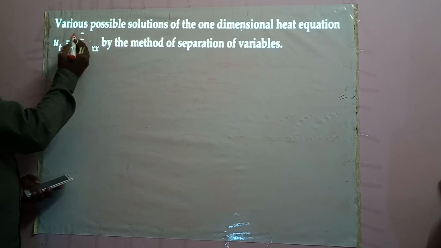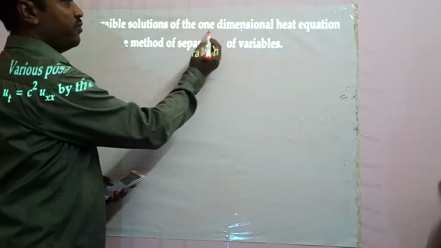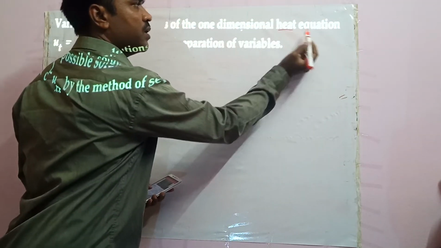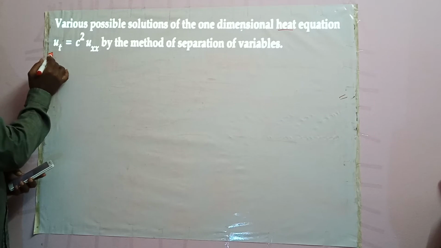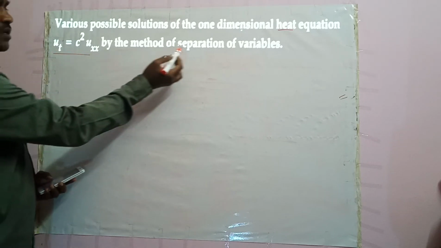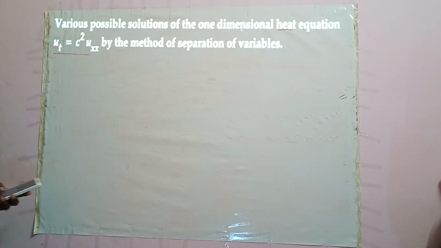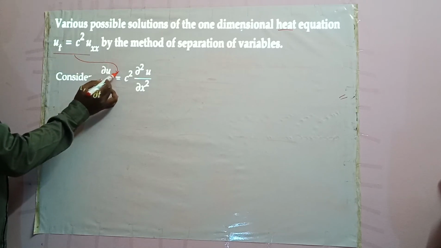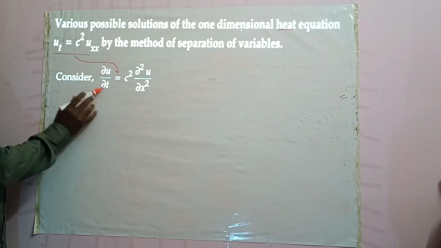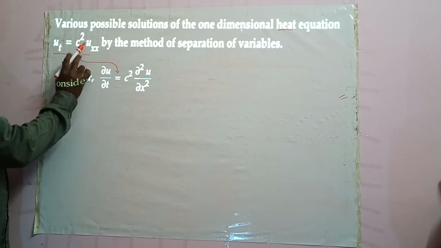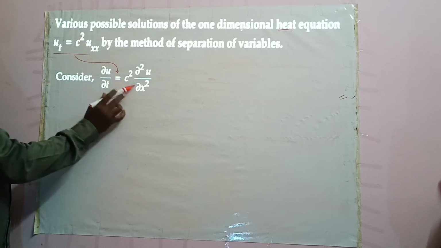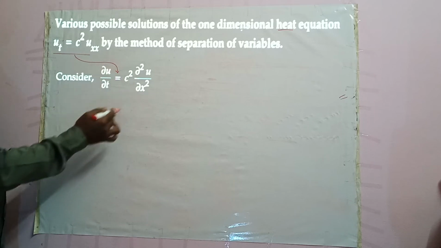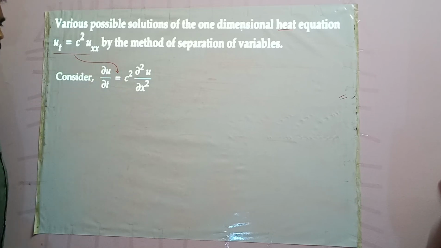Now let us see various possible solutions of the one-dimensional heat equation by the method of separation of variables. This equation can be written as ∂u/∂t = c² ∂²u/∂x². Now we are going to solve this differential equation.